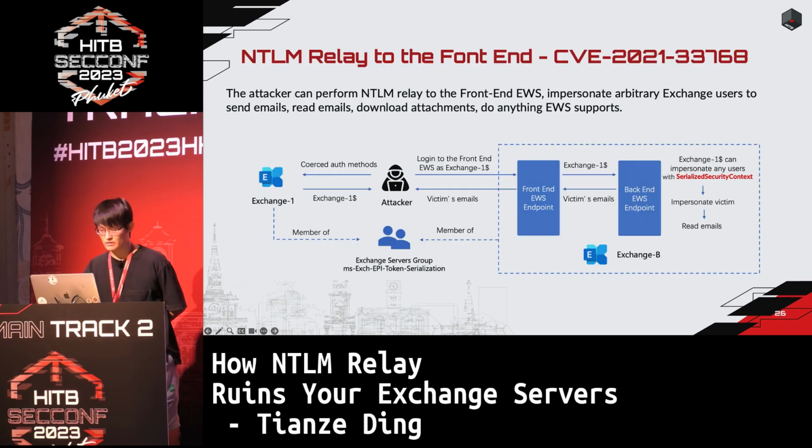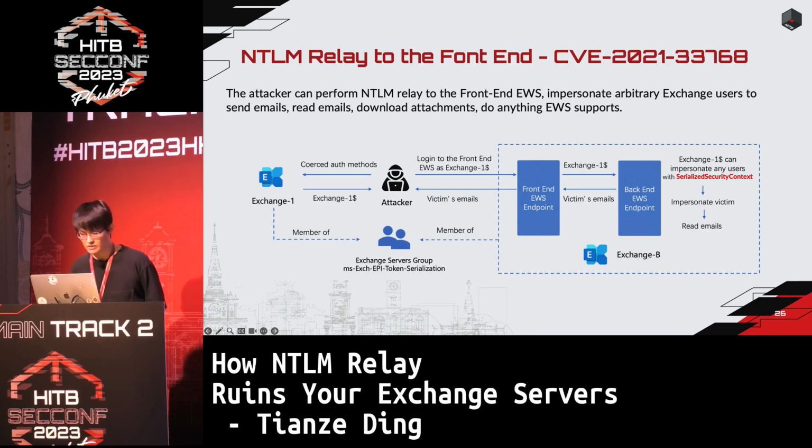So users with token serialization rights can impersonate other Exchange users on the EWS endpoint, even without a common access token handler. The whole attack process is like this. The attacker can call Exchange 1, authenticate it, and relay the NTLM authentication message to the front-end EWS endpoint in Exchange 2. Then the attacker can operate on the EWS endpoint of Exchange 2 as the Exchange 1 machine account.